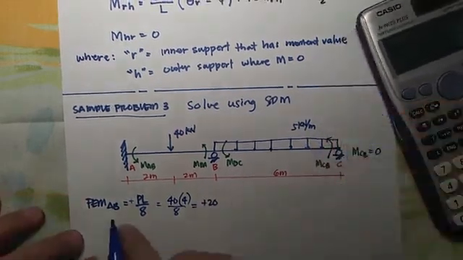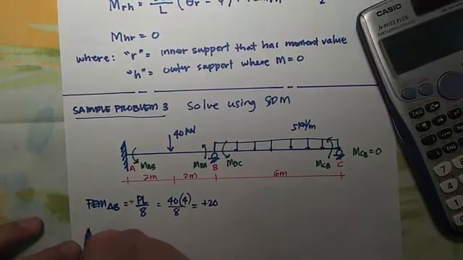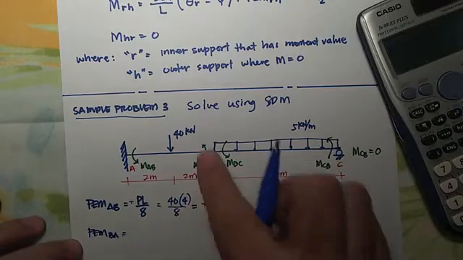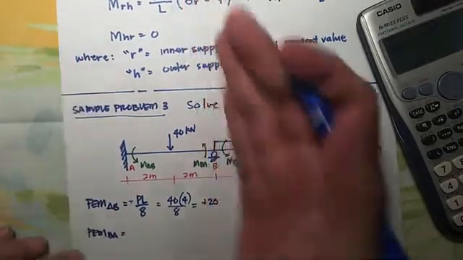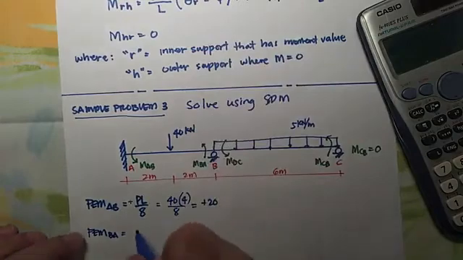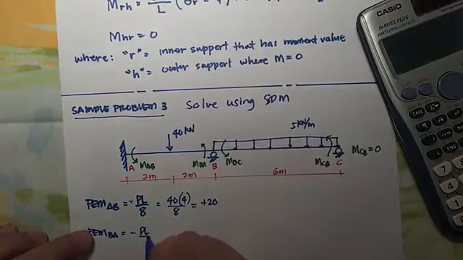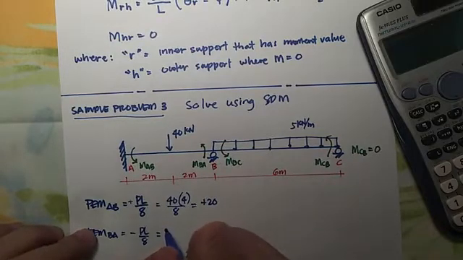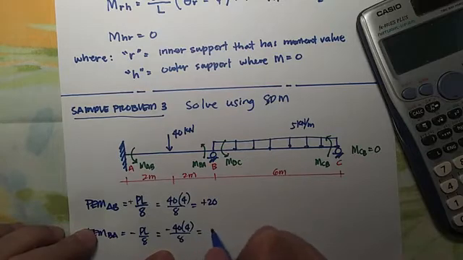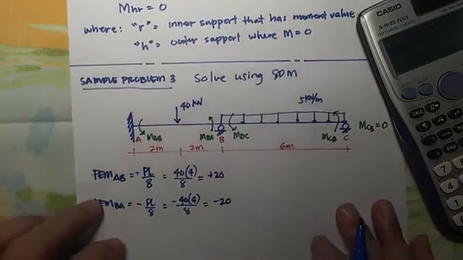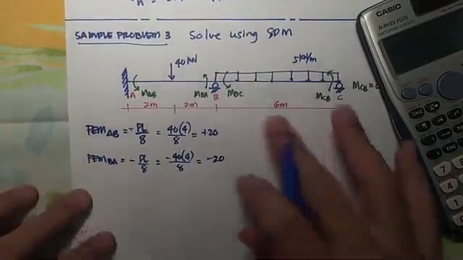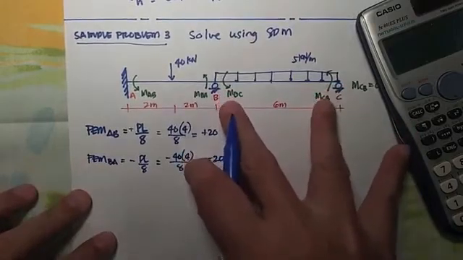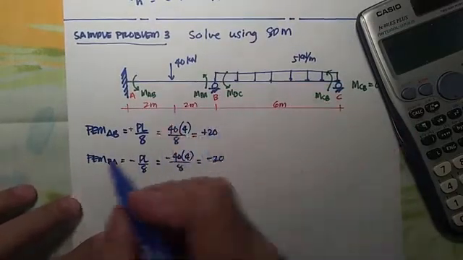Now, how about the fixed end moment on BA? On BA, on the right side, it would be clockwise. So negative PL over 8, again because the concentrated load is at the midspan. So that's negative 40 times 4 over 8, so that's negative 20.